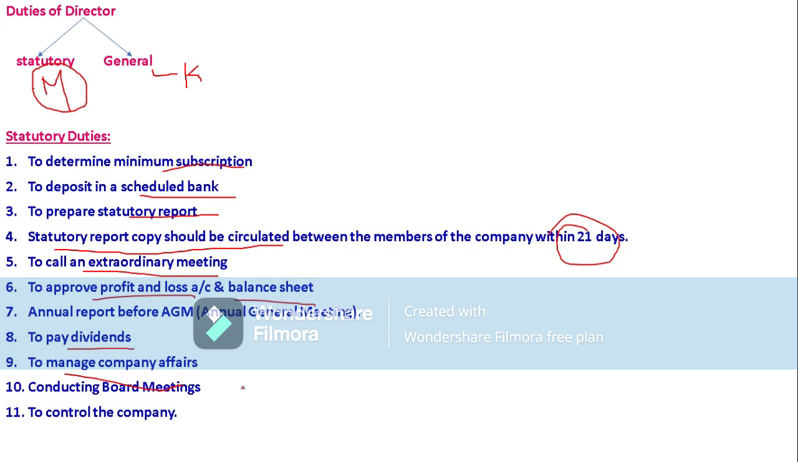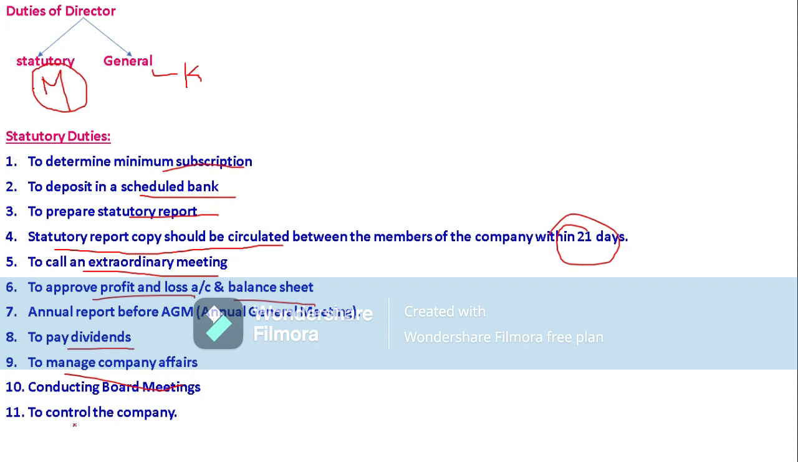Every year, definitely every company should conduct one meeting every quarter, which means 4 meetings per year. So it is mandatory. Conducting board meetings is mandatory. 4 meetings per year is mandatory.